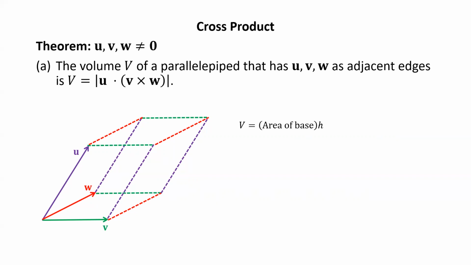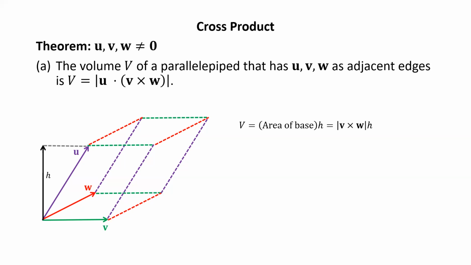Okay, so to compute the volume of the parallelepiped, we need to find the area of the base times the height. Well, the area of the base, that's just the area of a parallelogram. We already know from the previous theorem that that's the length of v cross w. We need to find the height. The height we could see in this picture as this black vector. And notice that the height is the distance between the 2 bases. Right? So how do we get that?